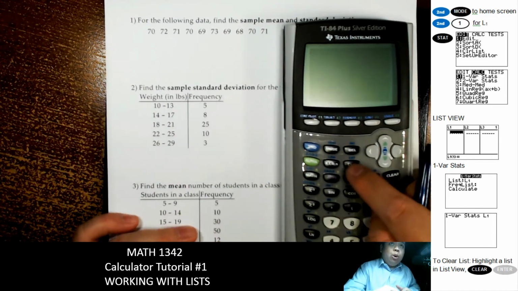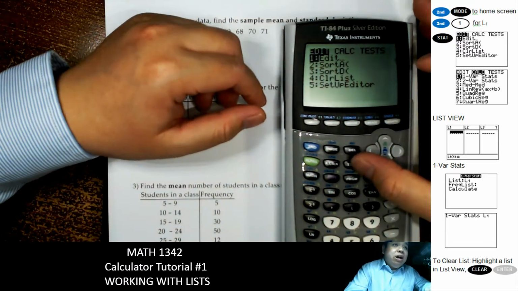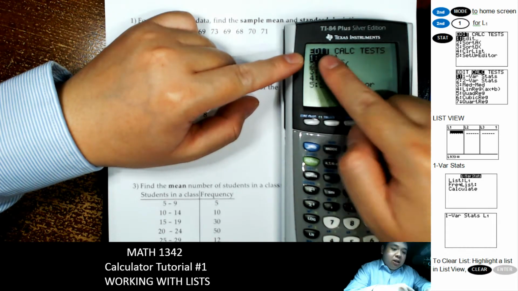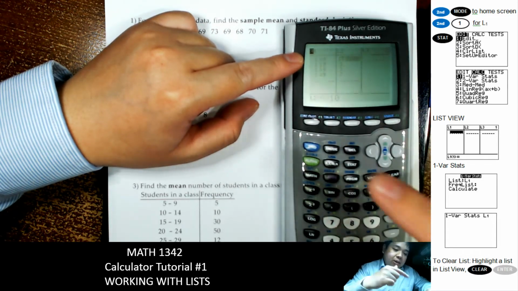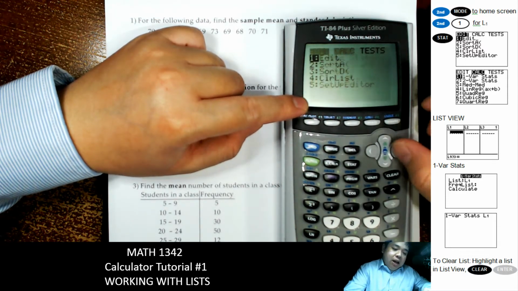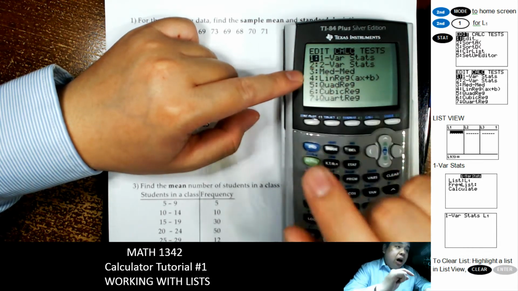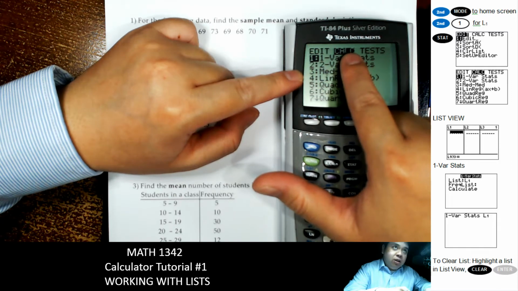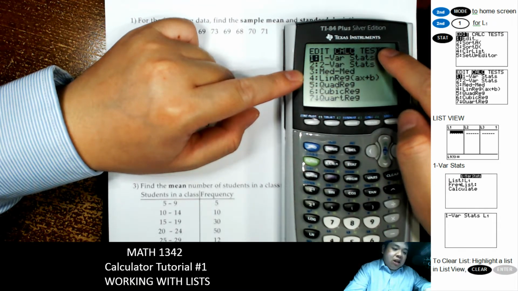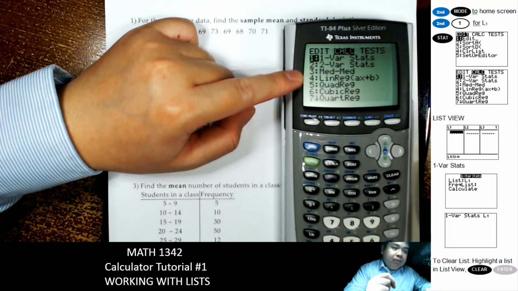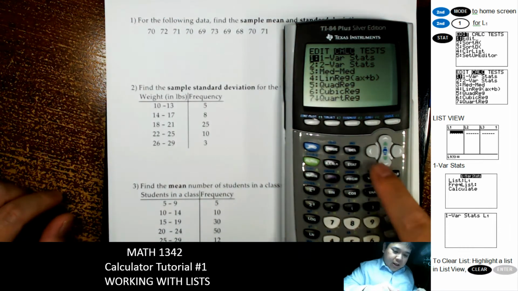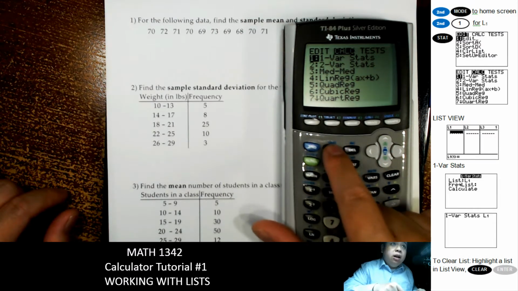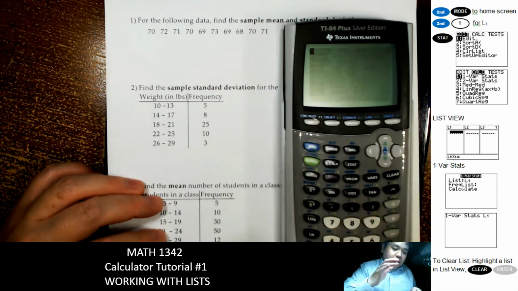So to do that, we use the stat key. When we hit the stat key, there will be 3 tabs. The first tab is edit, where we enter the list. The second tab is to calculate. In this tutorial, we only use the first one variable statistic, the first option on that tab. We will not use the last tab, so pretty much the first and the second tab. And every time we want to go back to home screen, second mode, second mode, back to home screen.